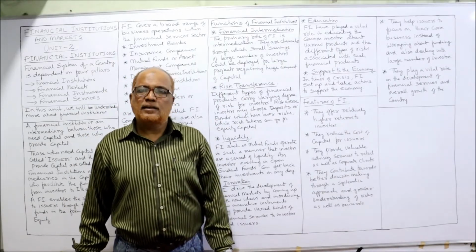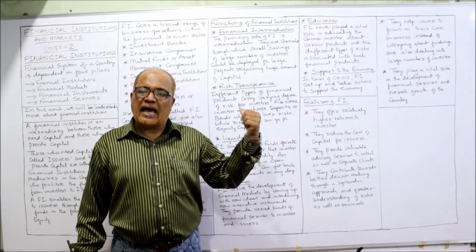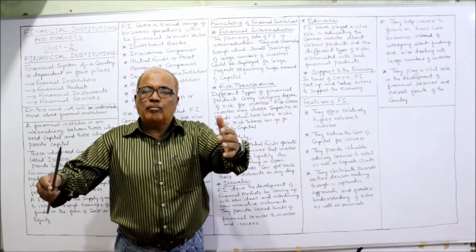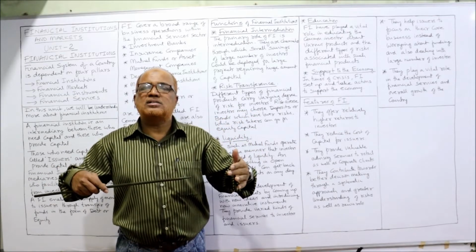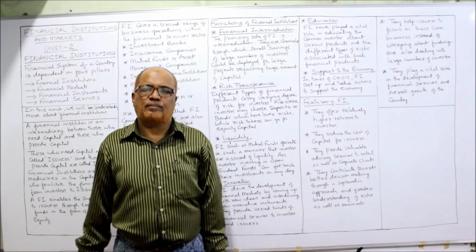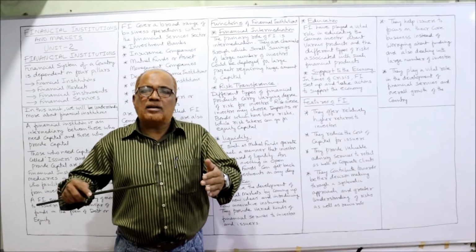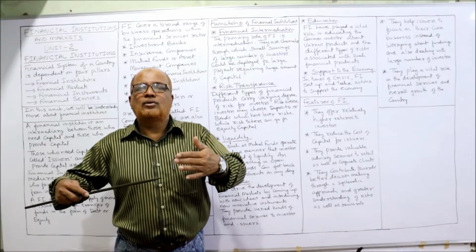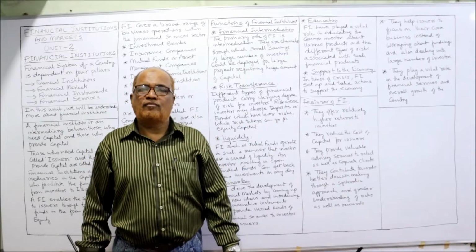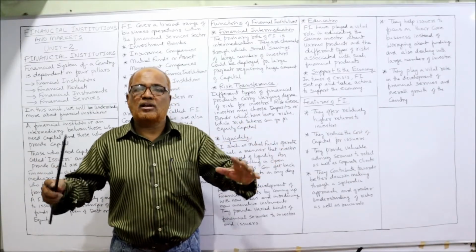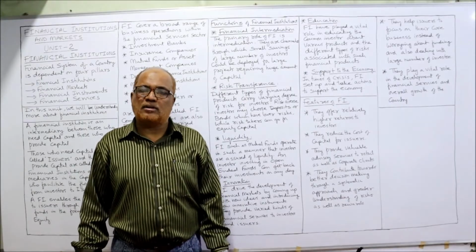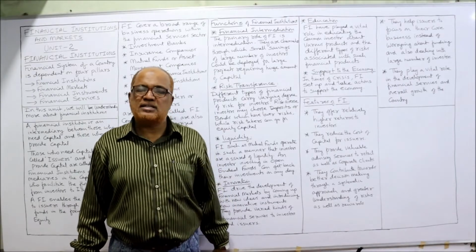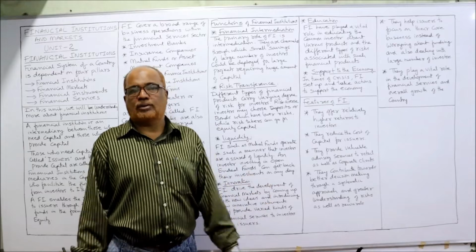In that case, these financial institutions will act as intermediary in mobilizing the small savings from a large population and channelize that mobilized amount for huge projects, for big projects which require huge capital. So this is the first function. It acts as an intermediation.